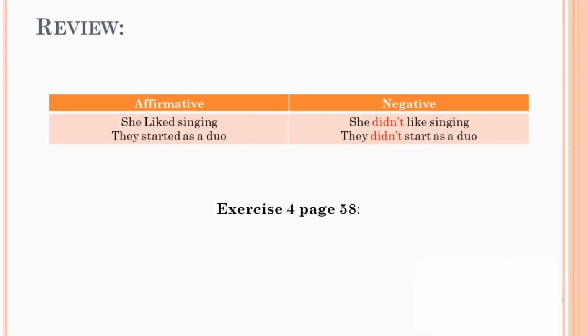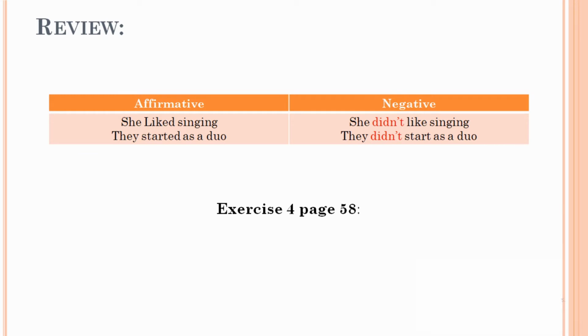About how we can change an affirmative sentence in the simple past into a negative sentence. So in the first column we have affirmative sentences. This is just two. She liked singing. They started as a duo. And the next one is negative. She didn't like singing. They didn't start as a duo.